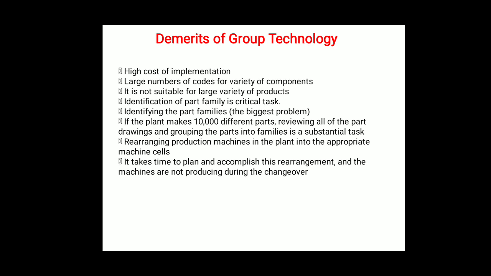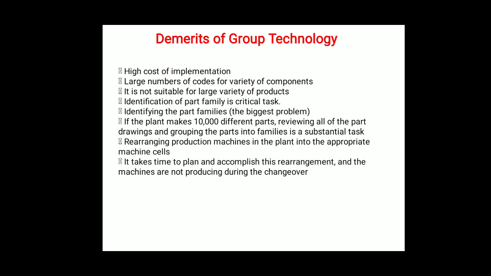Suppose the plant makes 10,000 different parts. Reviewing all the part drawings and grouping the parts into part families is also a difficult part. Rearranging the production machines in the plant into appropriate machine cells is also difficult. It takes more time, which leads to less production. It takes time to plan and accomplish this arrangement, and the machines are not producing during the changeover, so that is a loss and downtime is more. So these are the disadvantages of group technology.